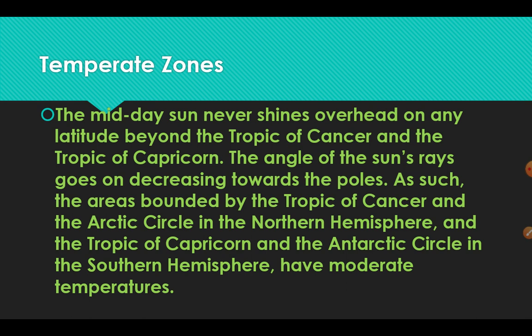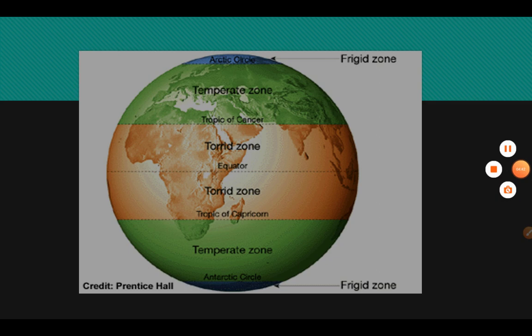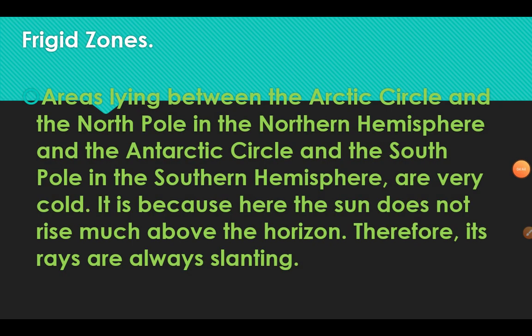Temperature is moderate. Okay, in this picture you can see the temperate zone in green color, right? The temperate zone is marked in green color in this picture. Our third zone is the freeze zone, meaning the Arctic Circle and Antarctic Circle.